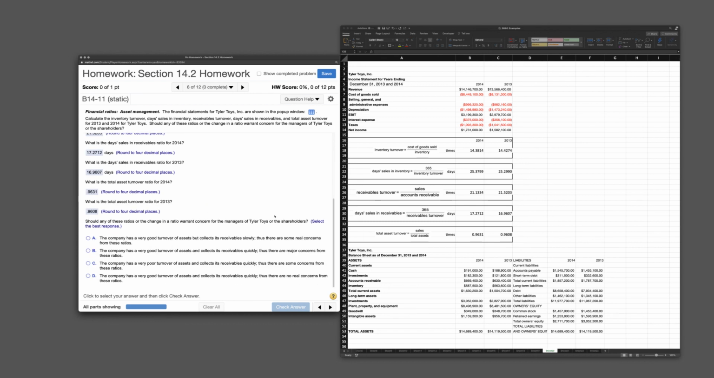Okay, fantastic. So when we're looking at these metrics, we're trying to determine how quickly we're receiving our collectibles and how quickly we are turning over our inventory. So again, some very positive results here.